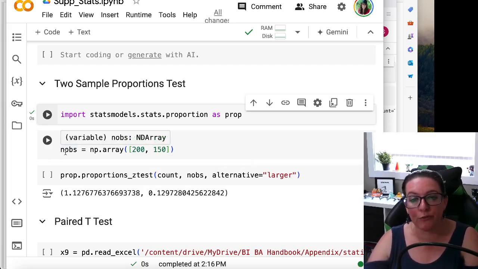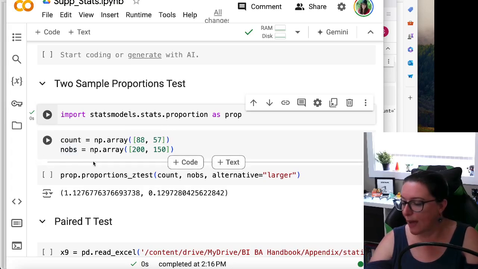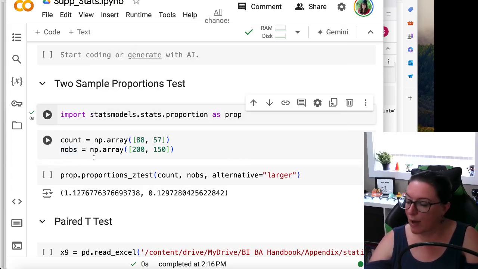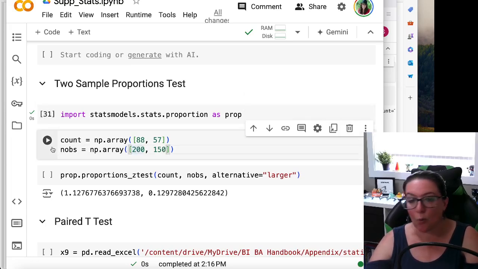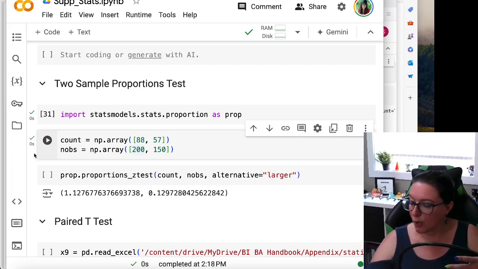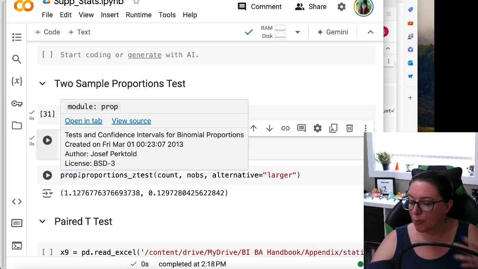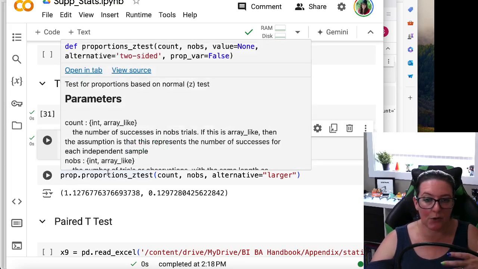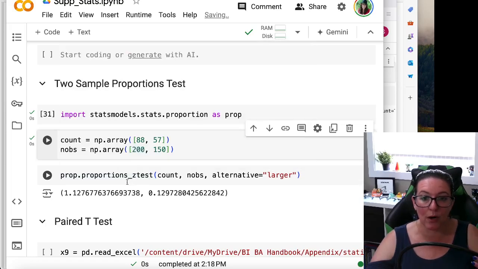The number of observations, that's our sample size for our two samples. We also need to convert into an array, so we'll use NumPy to convert into an array and use soft brackets and then hard brackets, and then we'll put in our 200 and our 150. So this is just giving it the observations and the counts so that it can calculate the proportions, but it just has to be formatted a certain way for it to work. Then what we do is we do prop.proportions_ztest, because we're going to use that z-score, and we're going to pull the counts we just defined and the number of observations we just defined.